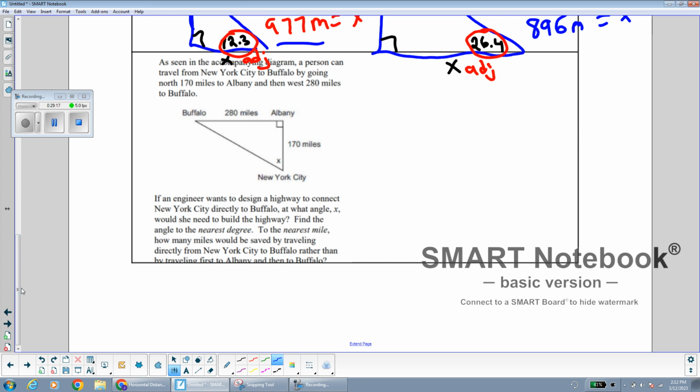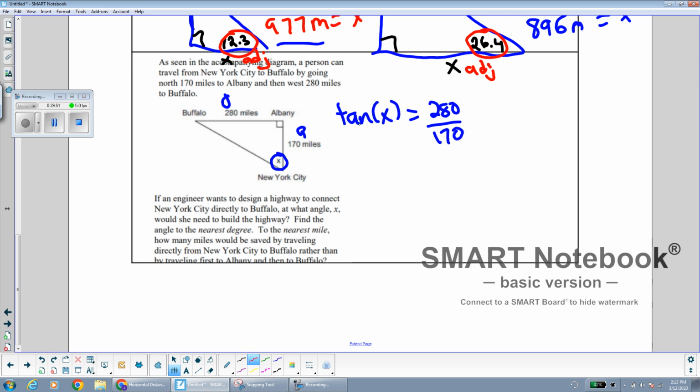Okay, let's see what this one is asking. At what angle would the highway need to be built? That's the first part of the question, so this is the angle that we're finding. From this angle, we have opposite and we have adjacent. So that's tangent, O over A. Tangent of angle X is equal to opposite over adjacent.